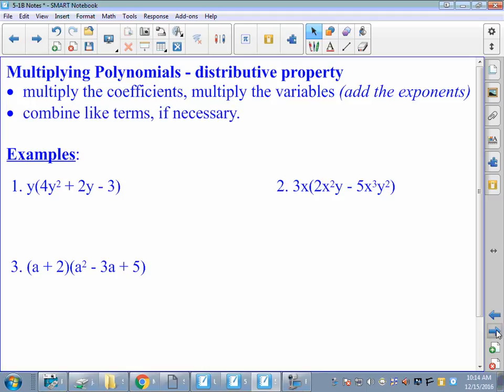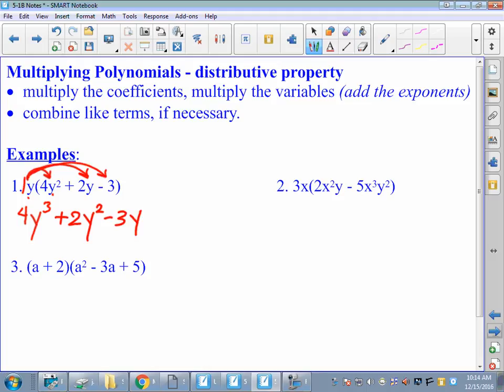So the very first example here, we're just distributing. We're really distributing a 1y. So when I distribute, the 1 and the 4 get multiplied together, that gives me 4. And the y times y squared gives me y cubed. Distribute the 1y to the 2y, I get a positive 2y squared. And then the y times the negative 3 gives me negative 3y. Those are unlike terms because they're all different powers. So even though they're all y's, one's a degree 3, one's a degree 2, and one's a degree 1. They cannot be combined. This is in simplest form.